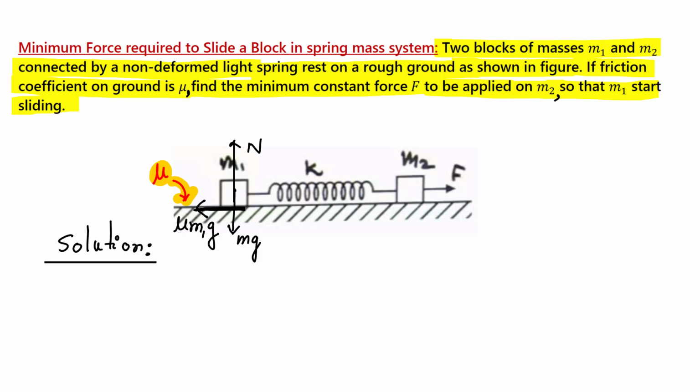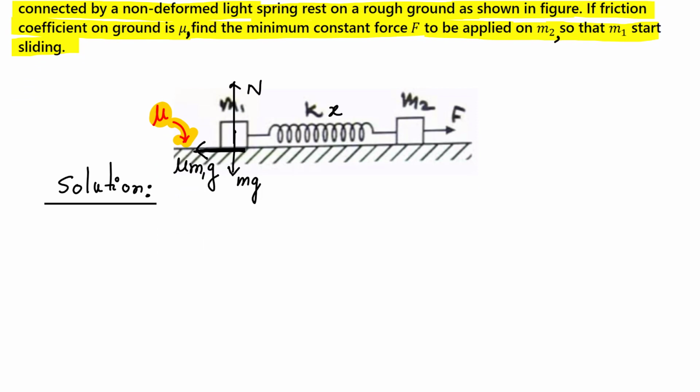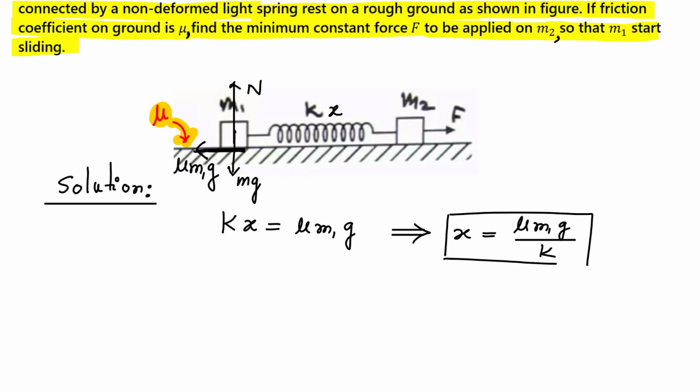At this point of time, elongation in the spring is x. So we can write, this just starts to move, so kx is equal to mu m1g. So from here we know x. So x is fixed, that is x is equal to mu m1g divided by k. So this is one equation, and the second equation we can write from the energy conservation.